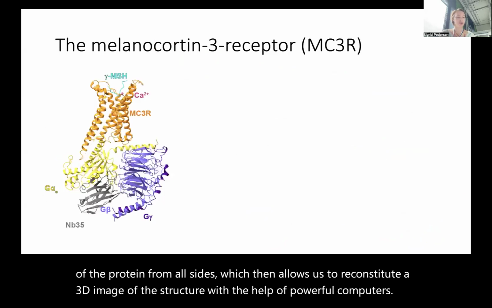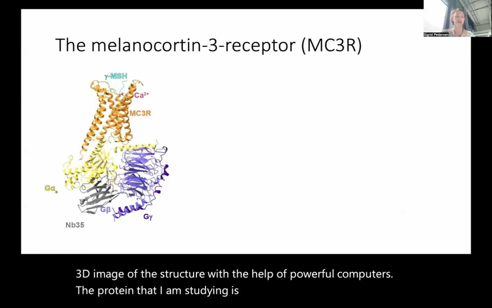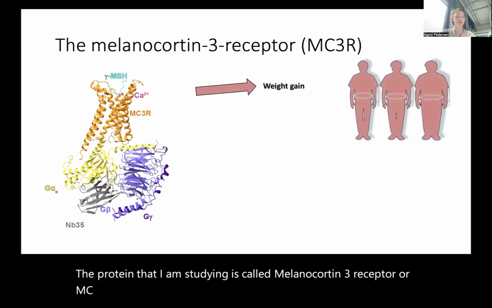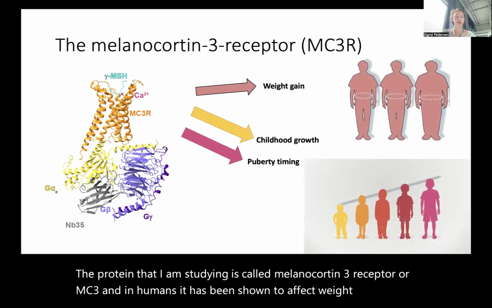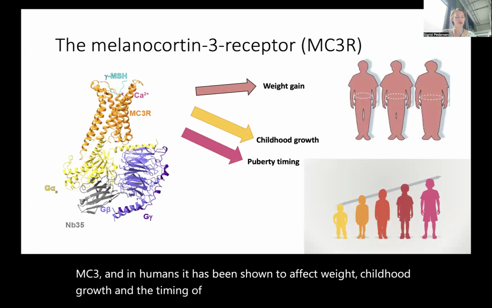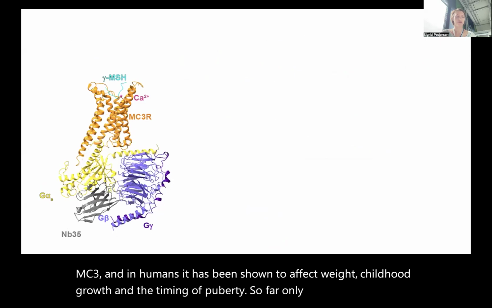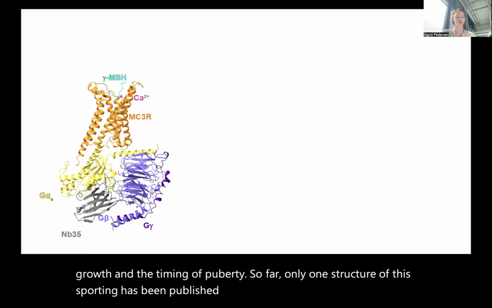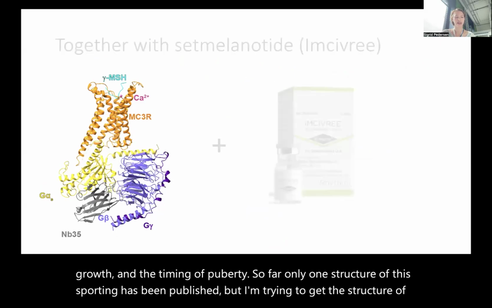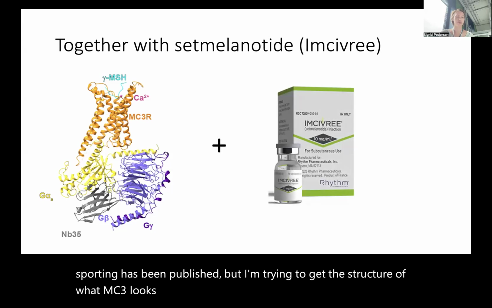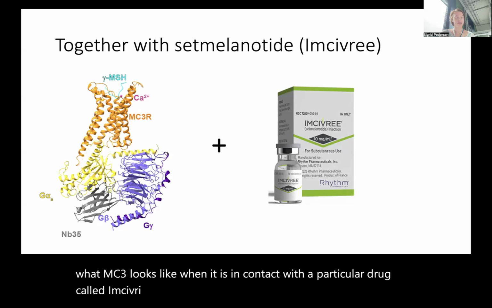The protein that I am studying is called melanocortin 3 receptor, or MC3, and in humans, it has been shown to affect weight, childhood growth, and the timing of puberty. So far, only one structure of this protein has been published, but I'm trying to get a structure of what MC3 looks like when it is in contact with a particular drug called Imcivree, of the scientific name setmelanotide.